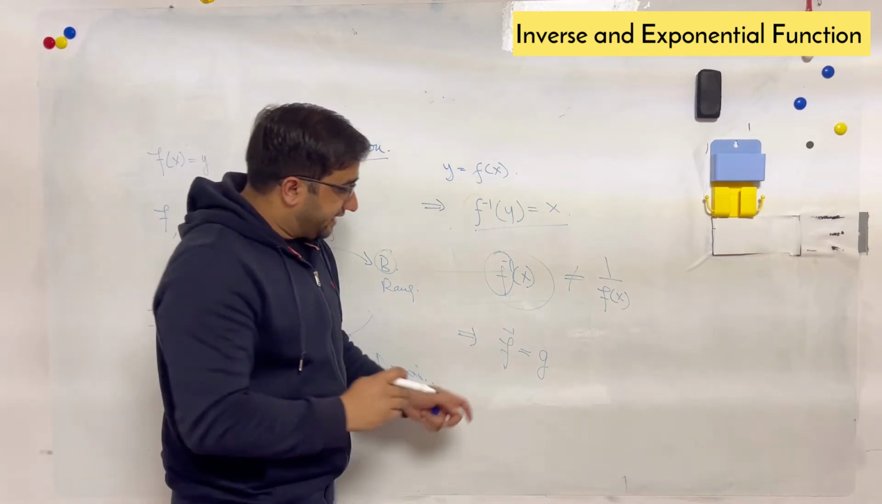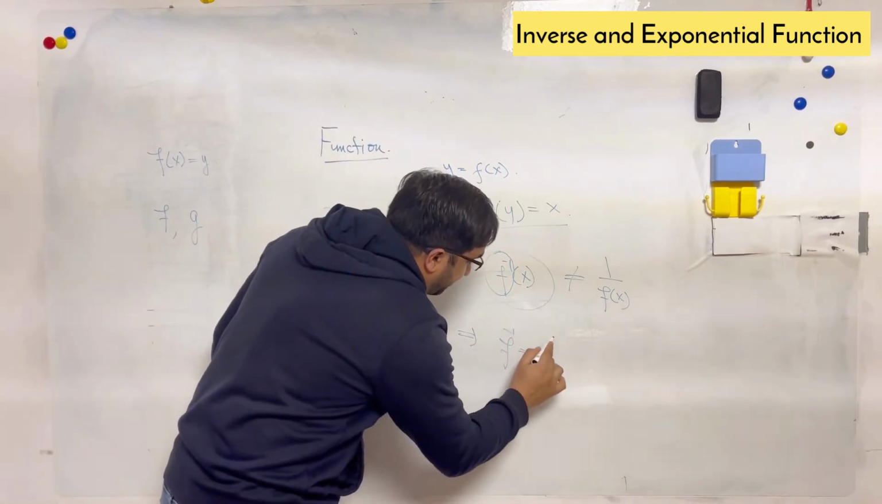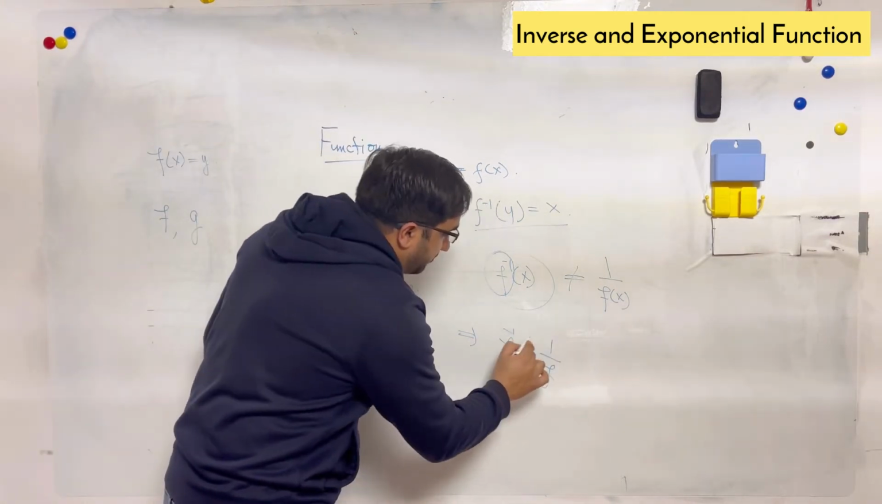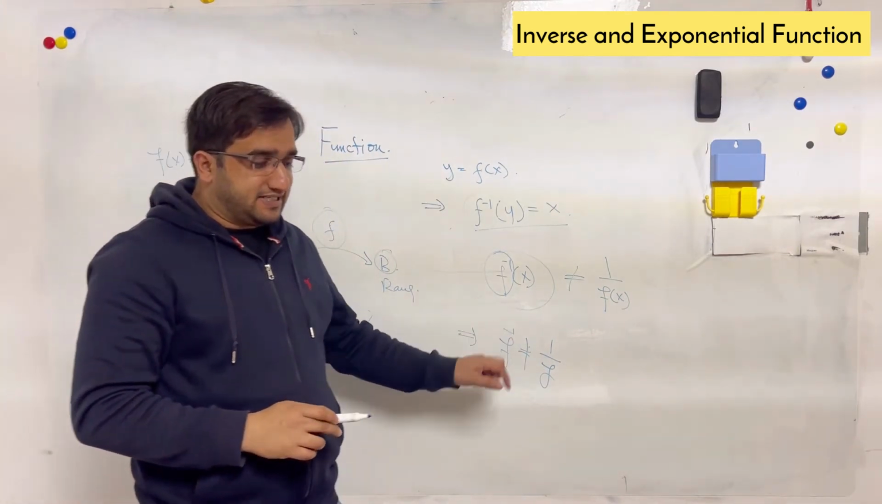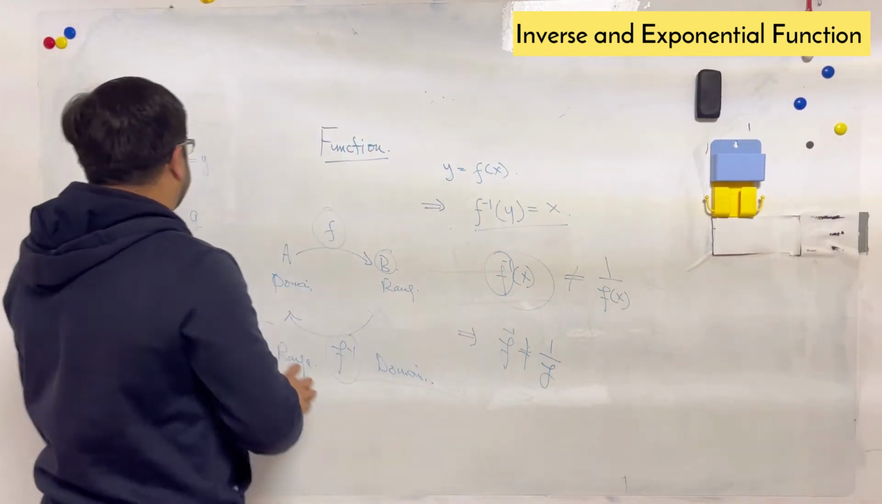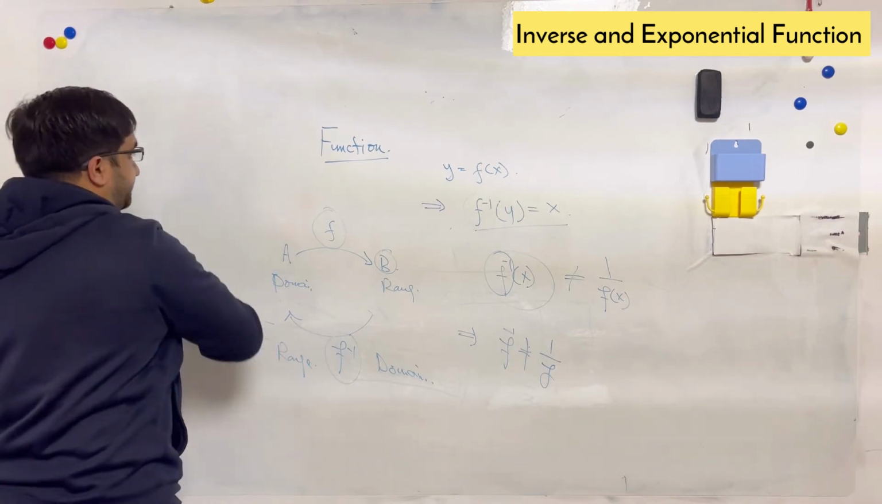But you cannot say that f inverse is equal to 1 over f. No, this is wrong. It is not raised to the power -1. This is a symbol for the inverse function.